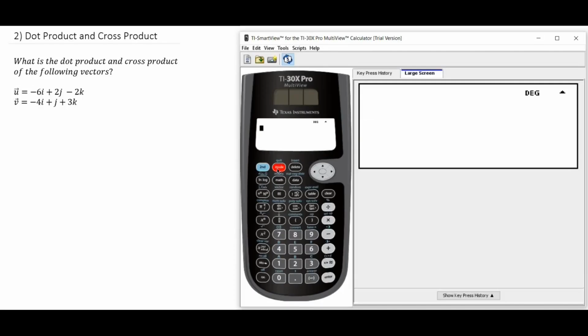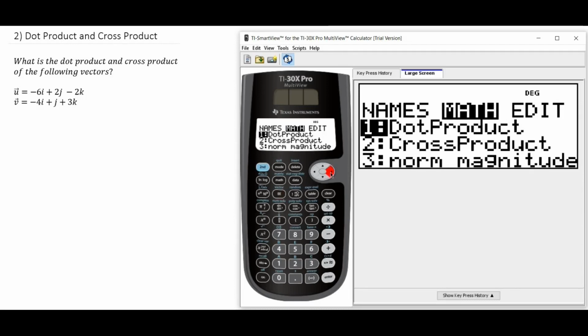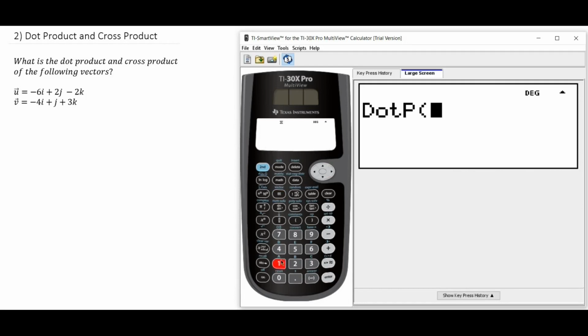Now that we have the values stored in vector u and vector v, we can use the dot product and cross product. We can do that by going into second vectors, scrolling over to math, pressing 1 for the dot product, and now entering vector u dot vector v.